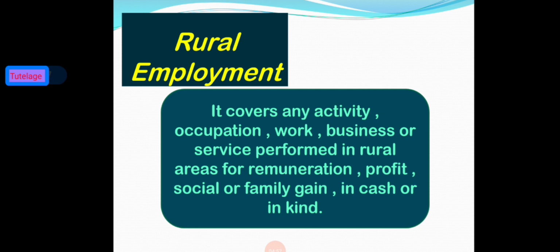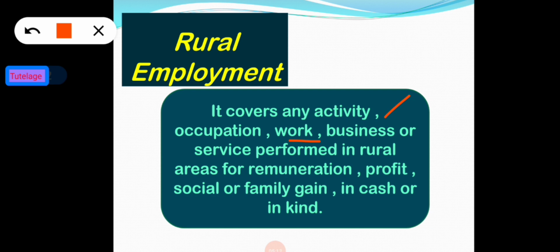So here this is the basic meaning of rural employment. Rural employment covers any activity, occupation, work, business or service performed in the rural areas for remuneration, profit, social or family gain in cash or in kind. So basically rural employment applies to waged and salaried workers as well as self employed workers, including family workers, in rural areas only, not in the urban area. Rural employment is related to those people who are not within the urban area.